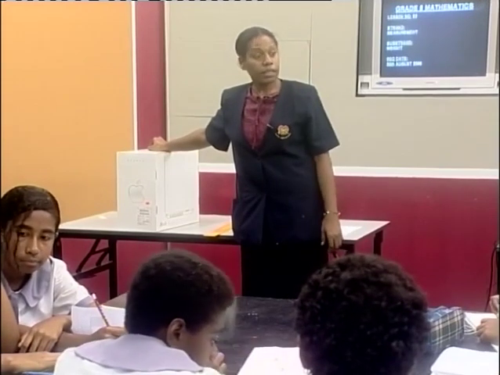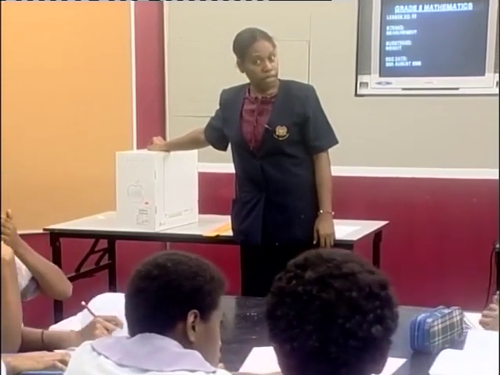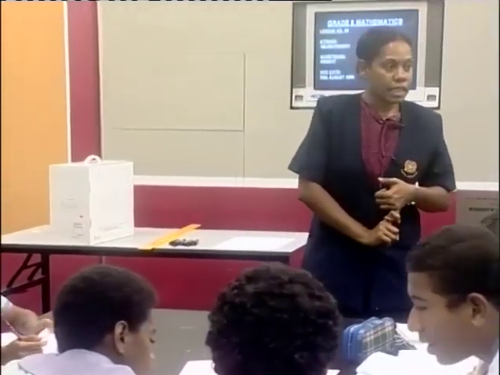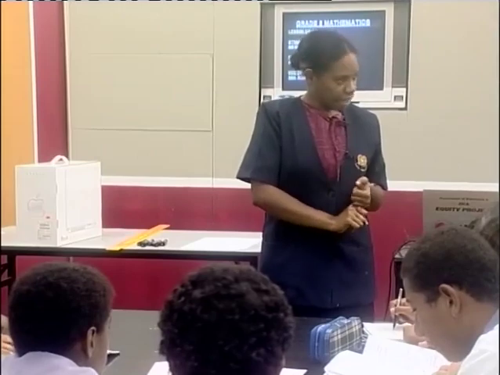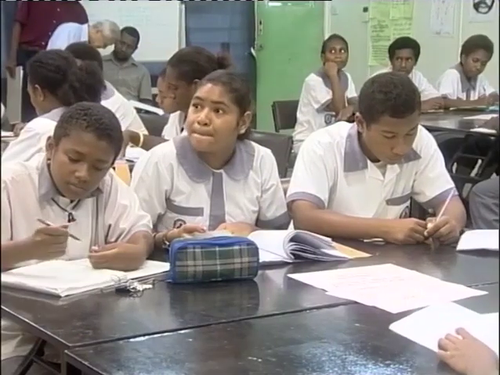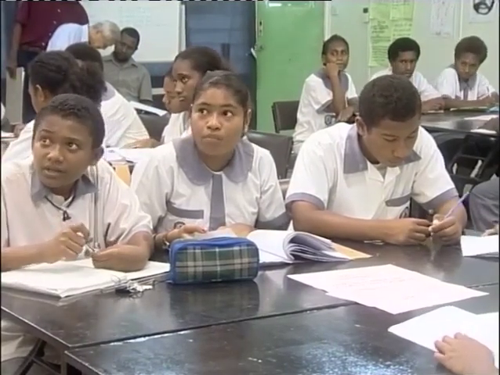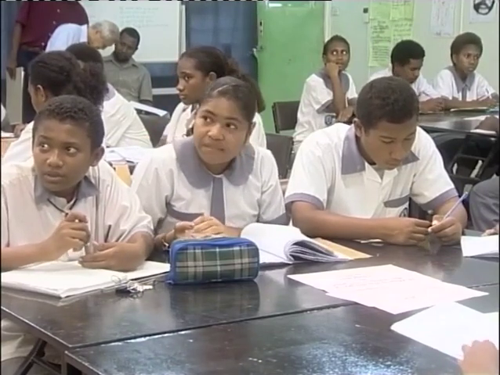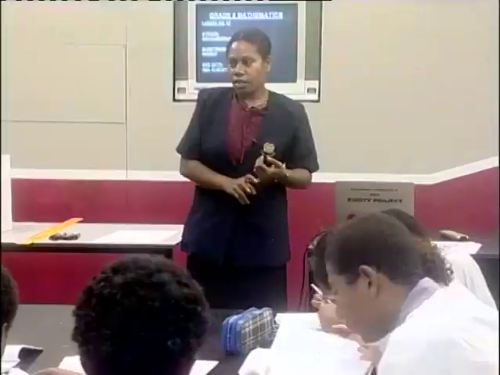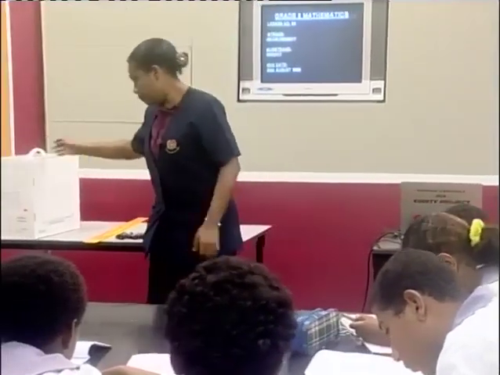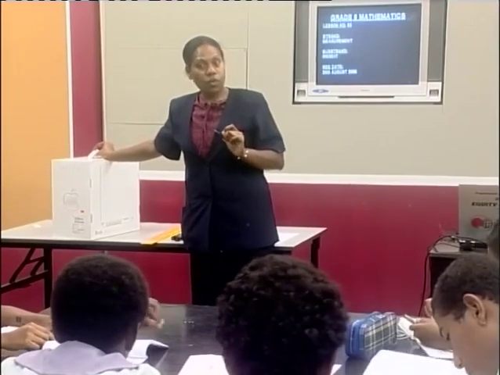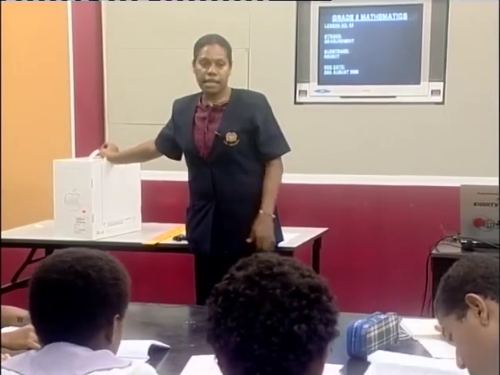Now I'm giving you a hint. Volume? Okay, area times height, yes. Or we can say volume equals length times width times height. Okay, good. So you can have those formulas. Volume equals length times width times height, or volume equals area times height.